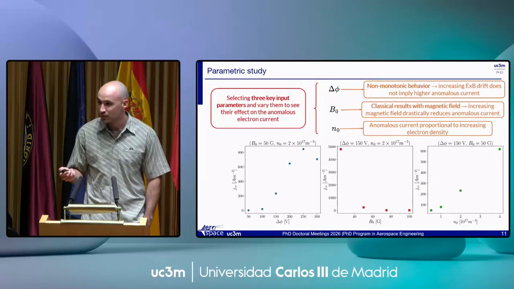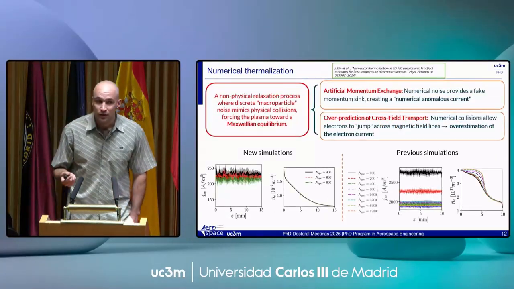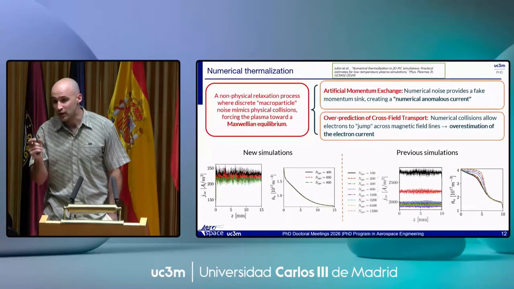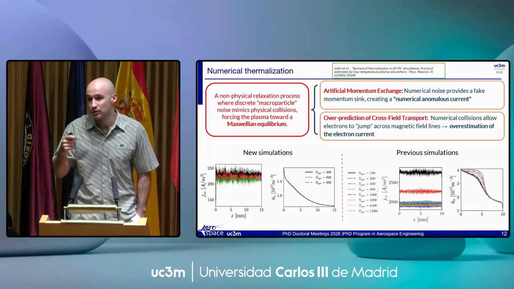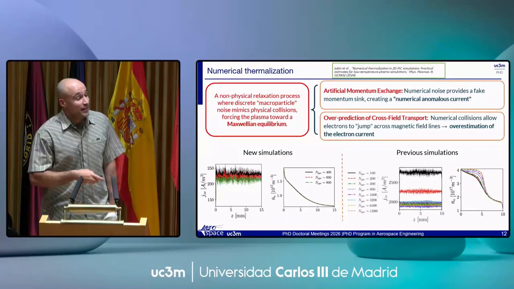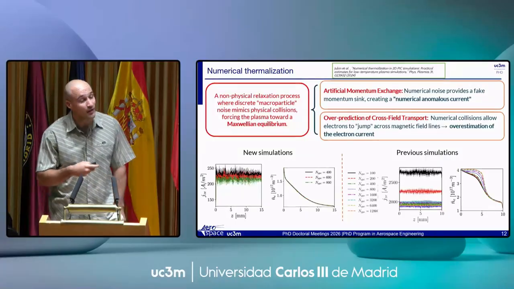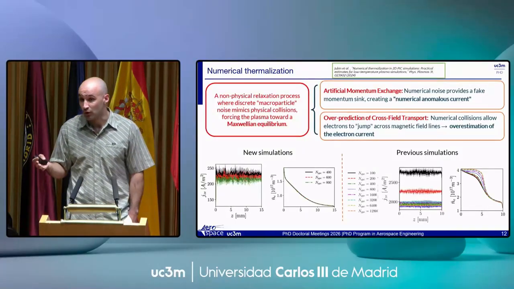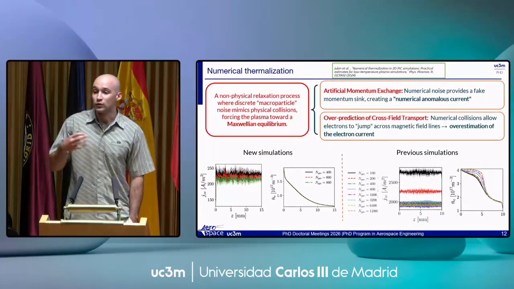Finally, I had a lot of trouble during this year with something called numerical thermalization. It happens because you are considering macroparticles, which represent a finite number of particles, so it gives you noise in the simulations. Depending on the parameters that you select, this type of noise can provide a numerical anomalous current, and therefore an overestimation of the current that is actually seen. So we need to be careful when to trust the simulations.